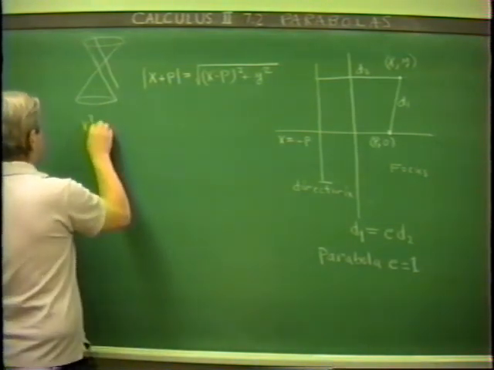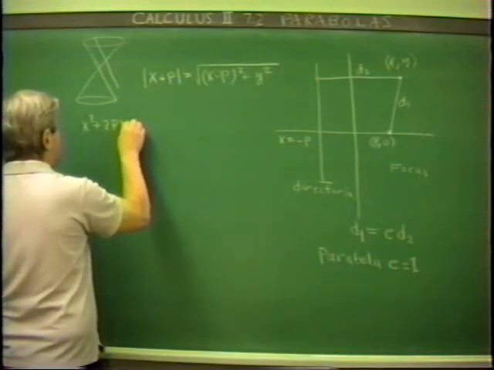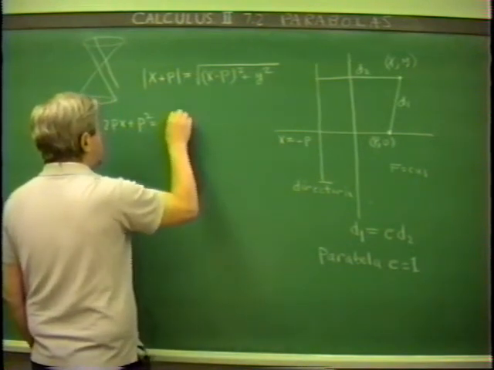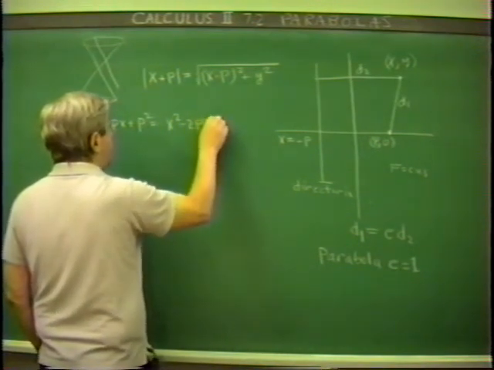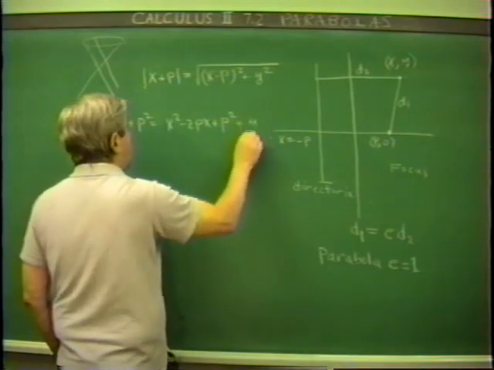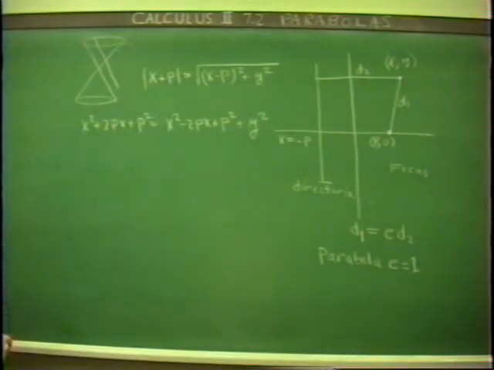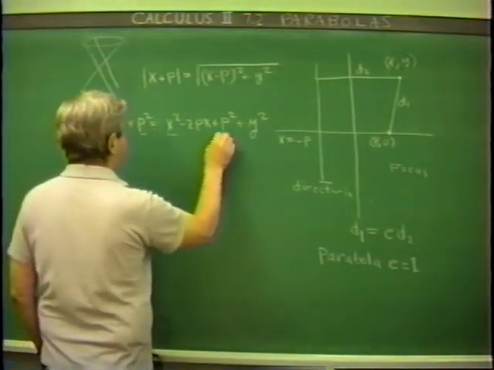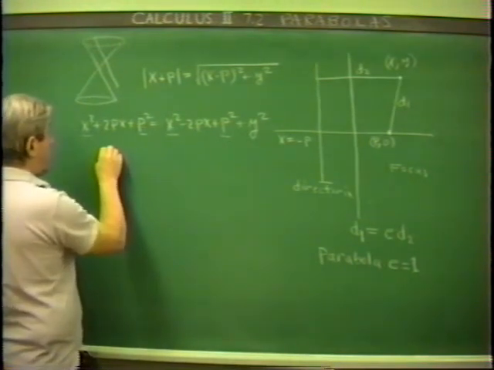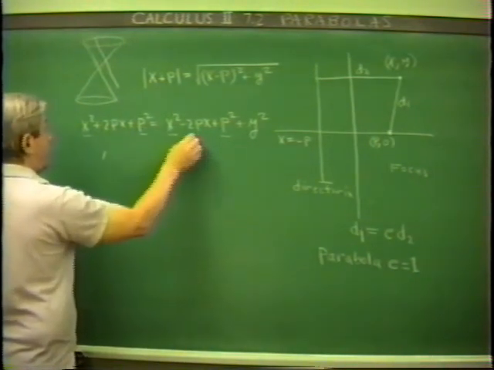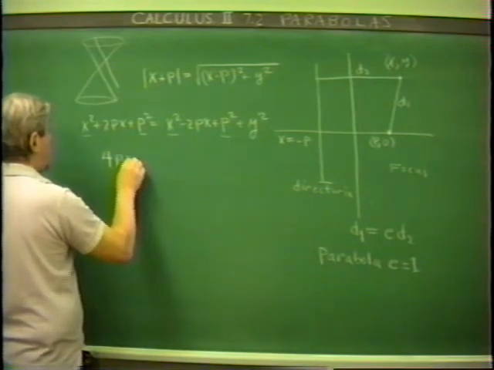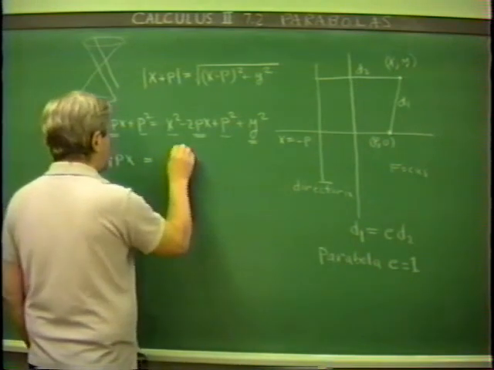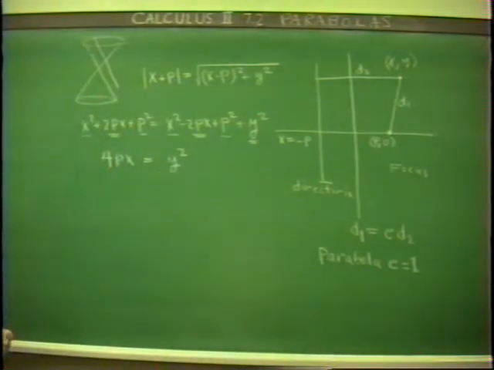Squaring both sides, we get x squared plus 2px plus p squared is equal to x squared minus 2px plus p squared plus y squared. And we've got x squared on both sides, and p squared on both sides, and so taking 2px to this side, we get 4px is equal to y squared. So y squared equals 4px.